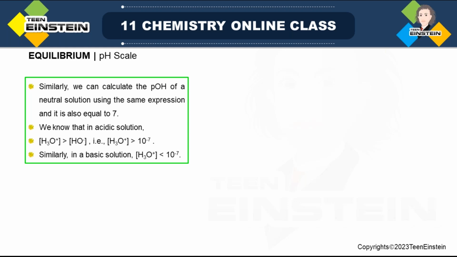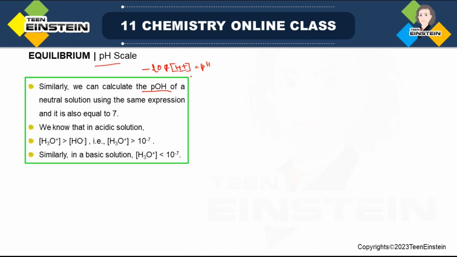So what is the pH scale? This is basically a logarithmic scale where the concentration of H plus is expressed by taking the negative logarithm of H plus, and that is actually pH. As we can calculate pH, similarly we can also calculate the pOH of a solution. If the negative logarithm of H plus concentration is called pH, then in place of H plus, if you put HO minus, it will be known as pOH.